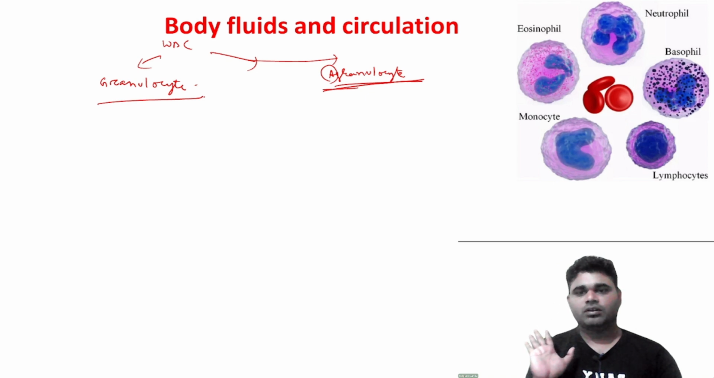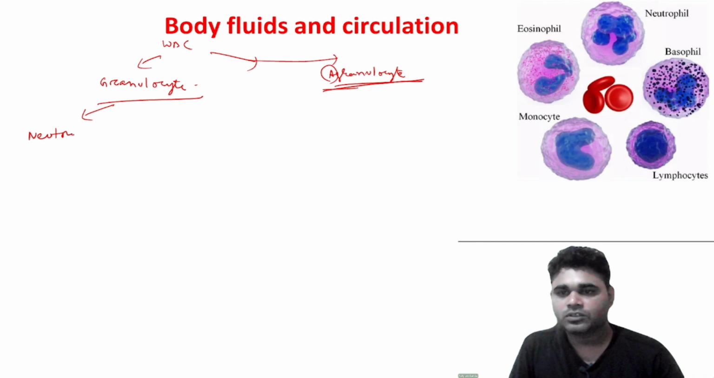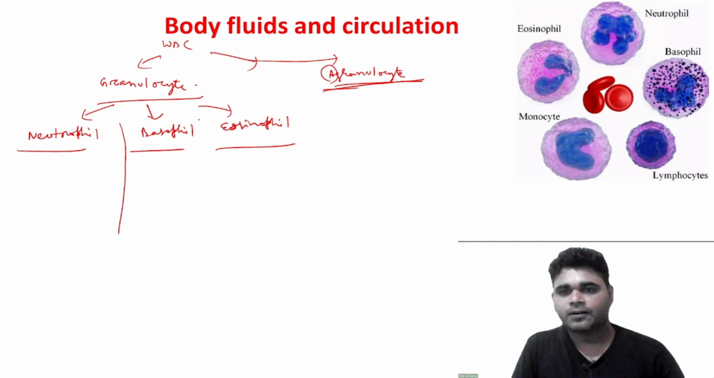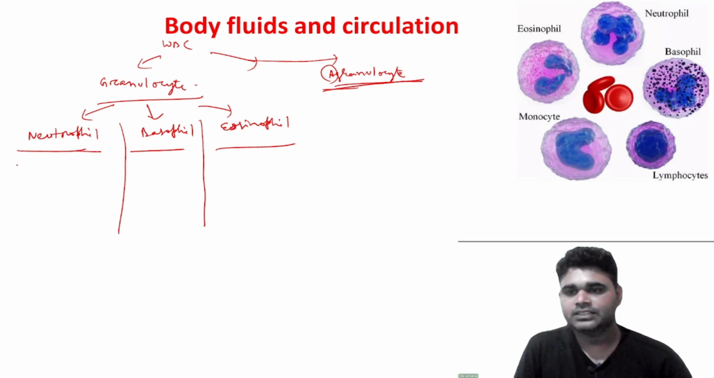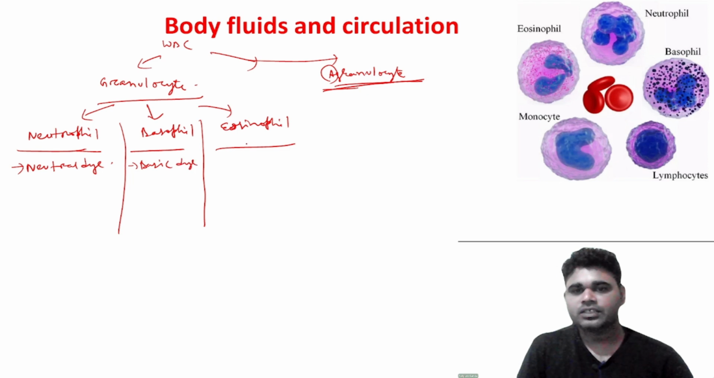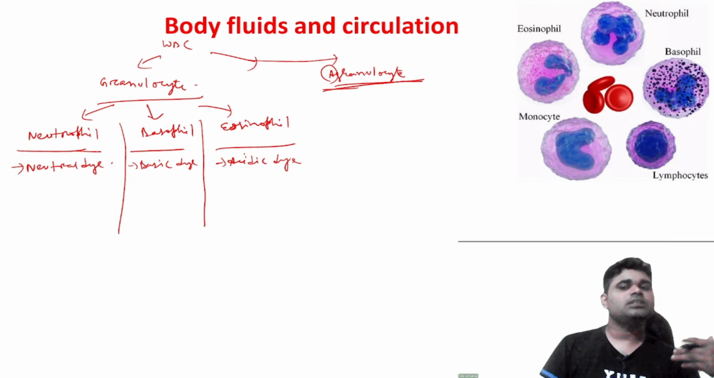There are three types of WBC included in the granulocytes. They are called neutrophil, basophil, and eosinophil. The names of these cells come from the dye, because the neutrophil is stained by neutral dye, the basophil is stained by basic dye, and the eosinophil is stained by acidic dye. So on the basis of the dye, the terms were coined.